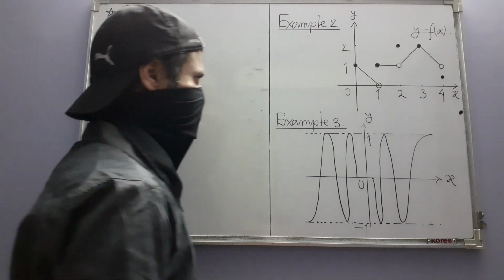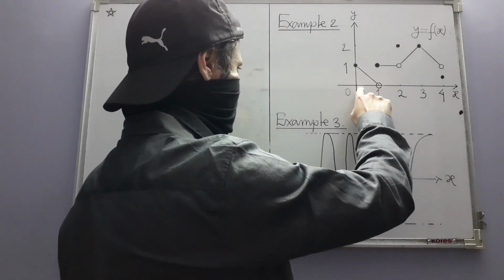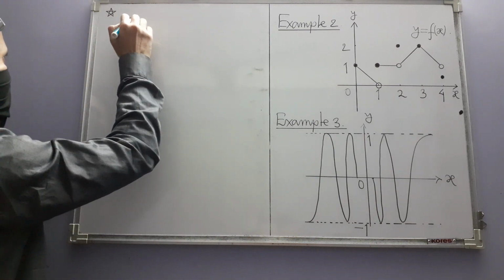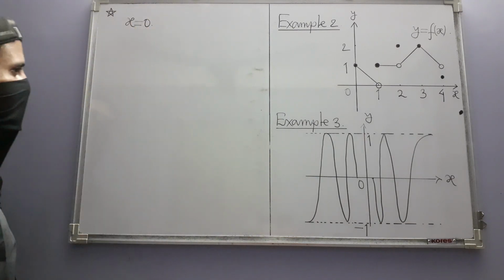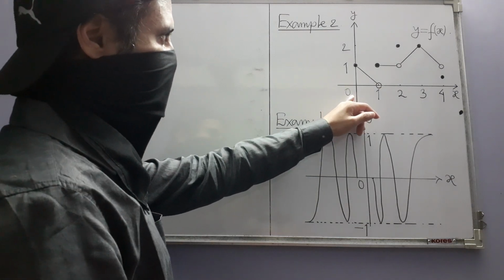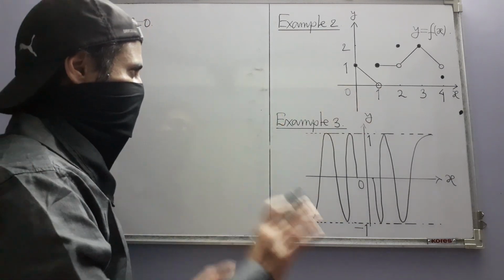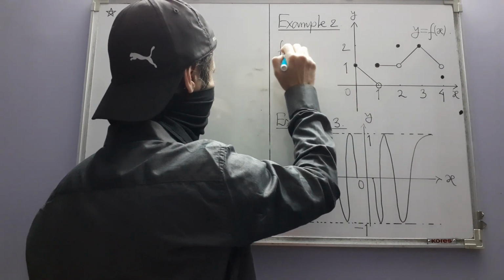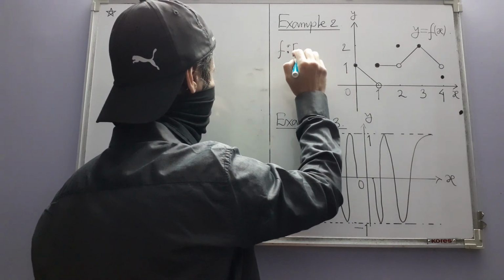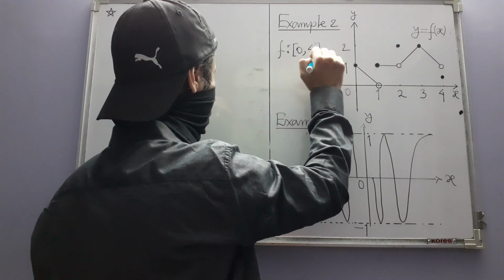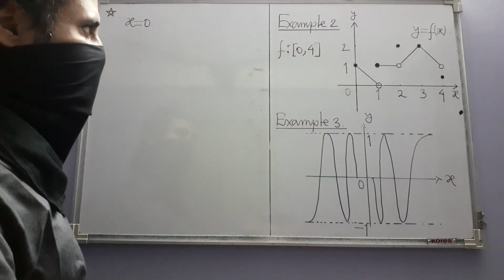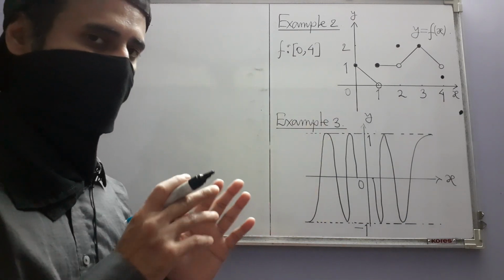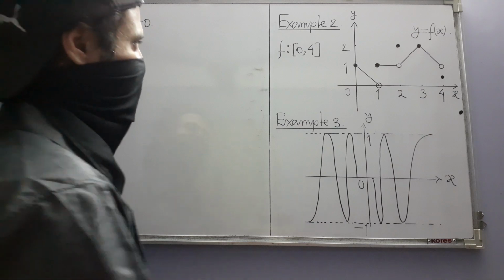Now, what is happening at the point x equal to 0? Before we say anything, you should understand that the function is only defined on this closed interval 0, 4. Outside of this interval, the function is not defined.